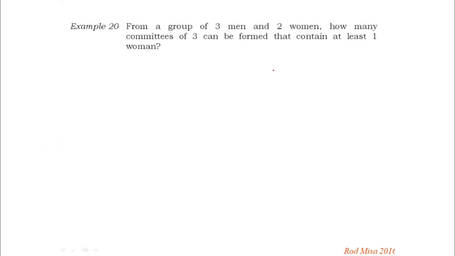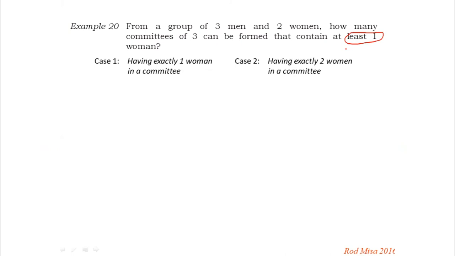From a group of 3 men and 2 women, how many committees of 3 can be formed that contain at least 1 woman in this committee? And we noticed that we must pay attention to this word of at least 1 woman in the committee of 3 here. So considering this first case of having exactly 1 woman in this committee of 3, we can also consider the second case of having exactly 2 women in this committee of 3. But we cannot have a third case of having exactly 3 women because we are given only 2 women here.